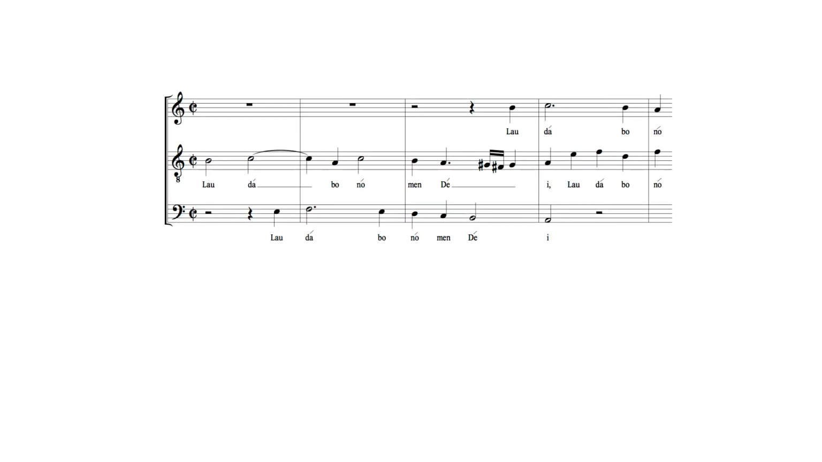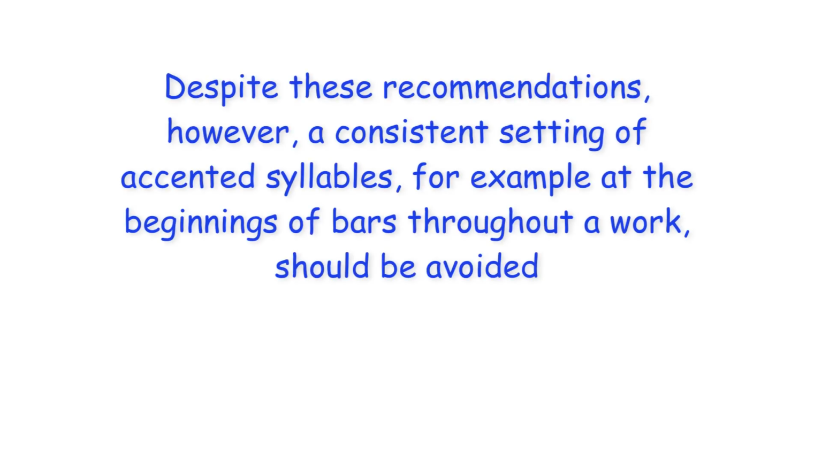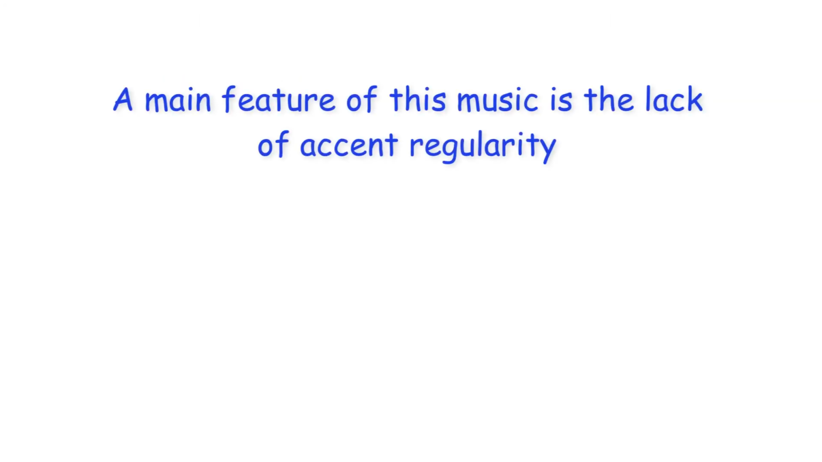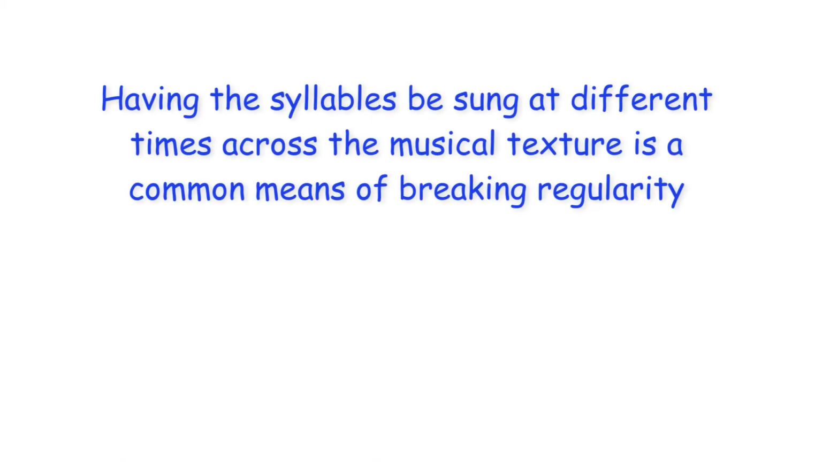Accents at the beginnings of phrases should typically occur on the same accented beat in all parts. These opening notes should also set the same syllables. Despite these recommendations, however, a consistent setting of accented syllables, for example at the beginnings of bars throughout a work, should be avoided. A main feature of this music is the lack of accent regularity. 4-bar phrases or similar should therefore be avoided. Having the syllables be sung at different times across the musical texture is a common means of breaking regularity.